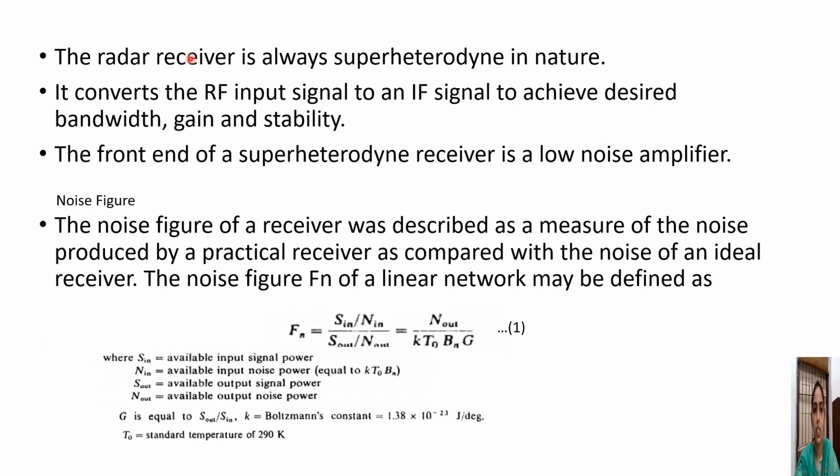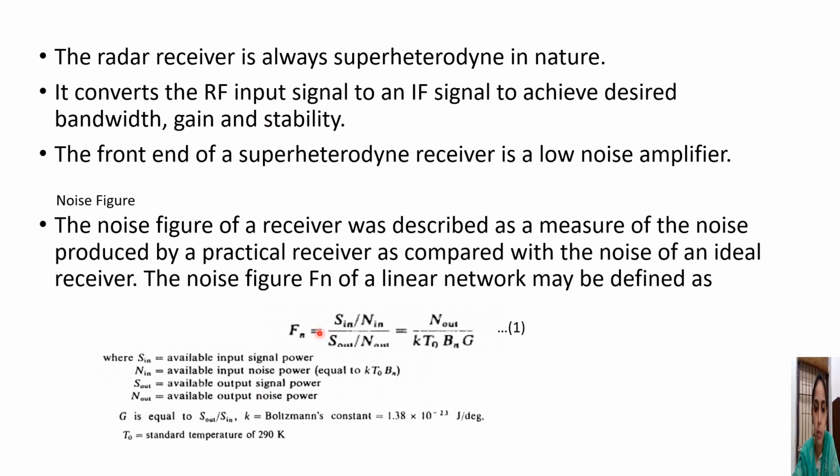Now the radar receiver is always superheterodyne in nature, converting the RF input signal to an IF signal to achieve the desired bandwidth, gain and stability, and the front end will always be a low noise amplifier. Now coming to an important term, noise figure. What is the noise figure of the receiver? Usually it is described as a measure of the noise produced by a practical receiver relative to the noise of an ideal receiver. In an ideal receiver there will be only the presence of thermal noise. Other types of noises and disturbances will practically be available in the receiver.